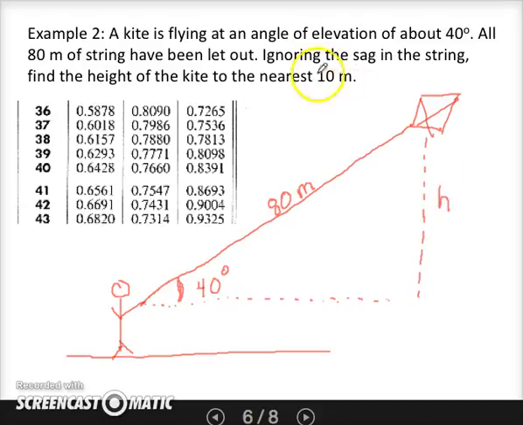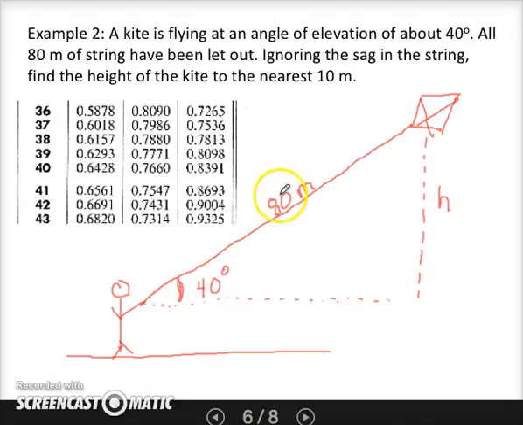And because it's to the nearest 10 meters, we really don't have to worry about the fact that the kite is starting out a few feet above the ground, because to the nearest 10 meters gives us a lot of room to ignore that small amount of distance. So we could consider this height being almost the same as the height all the way to the ground. Okay, so we're going to use trig to solve this again.